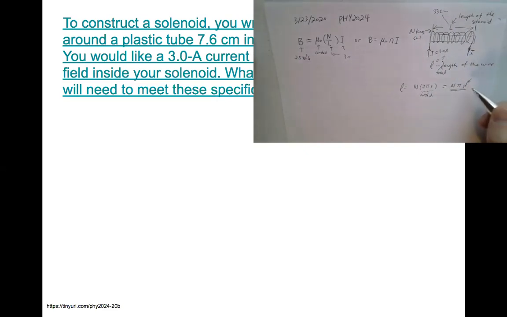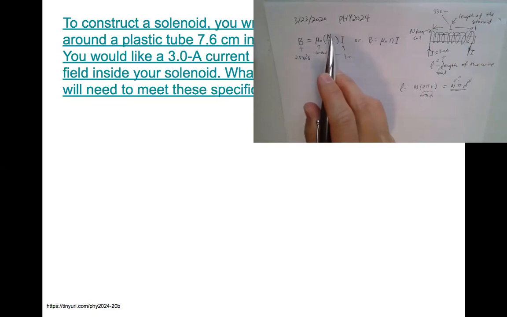We are given d, so that means we need to look for capital N in order to solve for l. We can solve for N by looking at what is given, because B is given, mu naught is constant, and L and I are also given. So we are going to start from there. We are going to write that capital N is equal to, and do some algebra here.